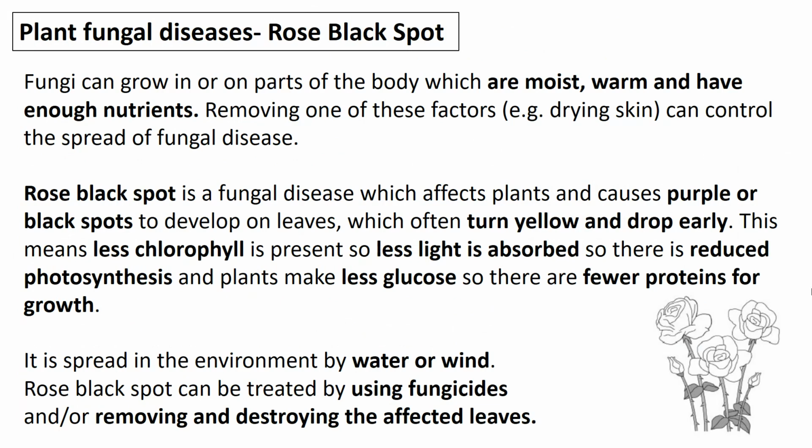So rose black spot can be treated by using fungicides, which kill fungi, or removing and destroying the affected leaves. And by destroying, it means properly killing them. So not just burying them in the ground, but actually burning them or something similar.